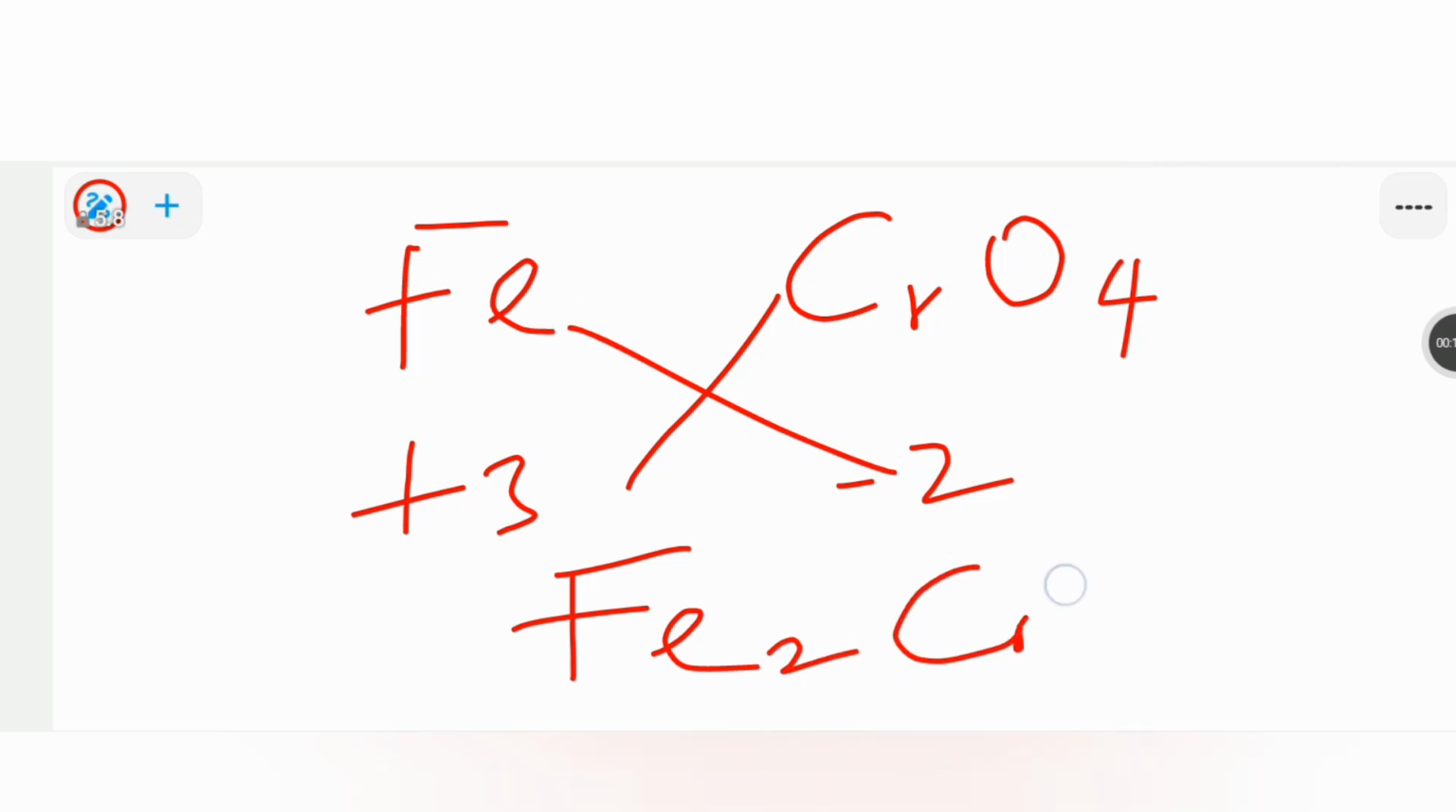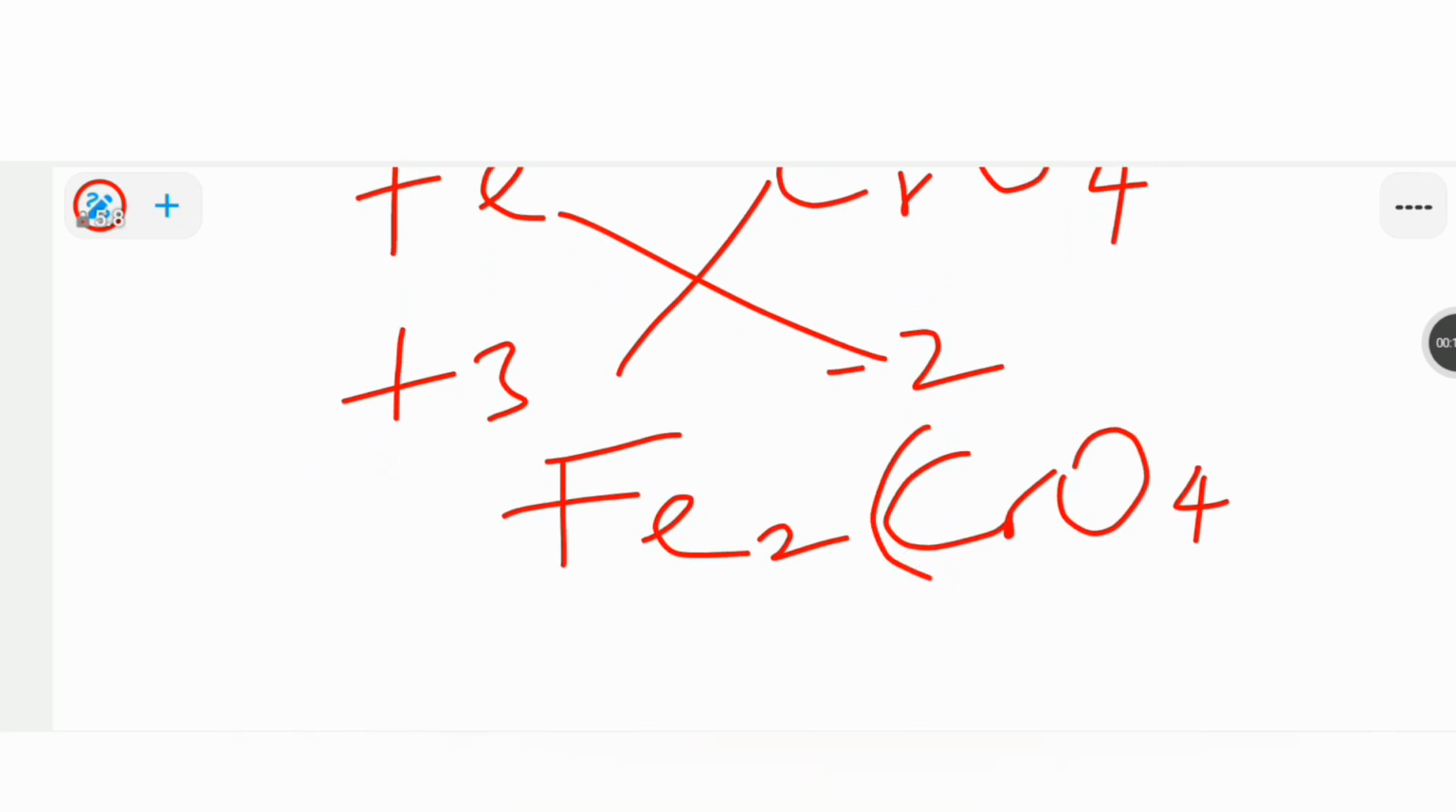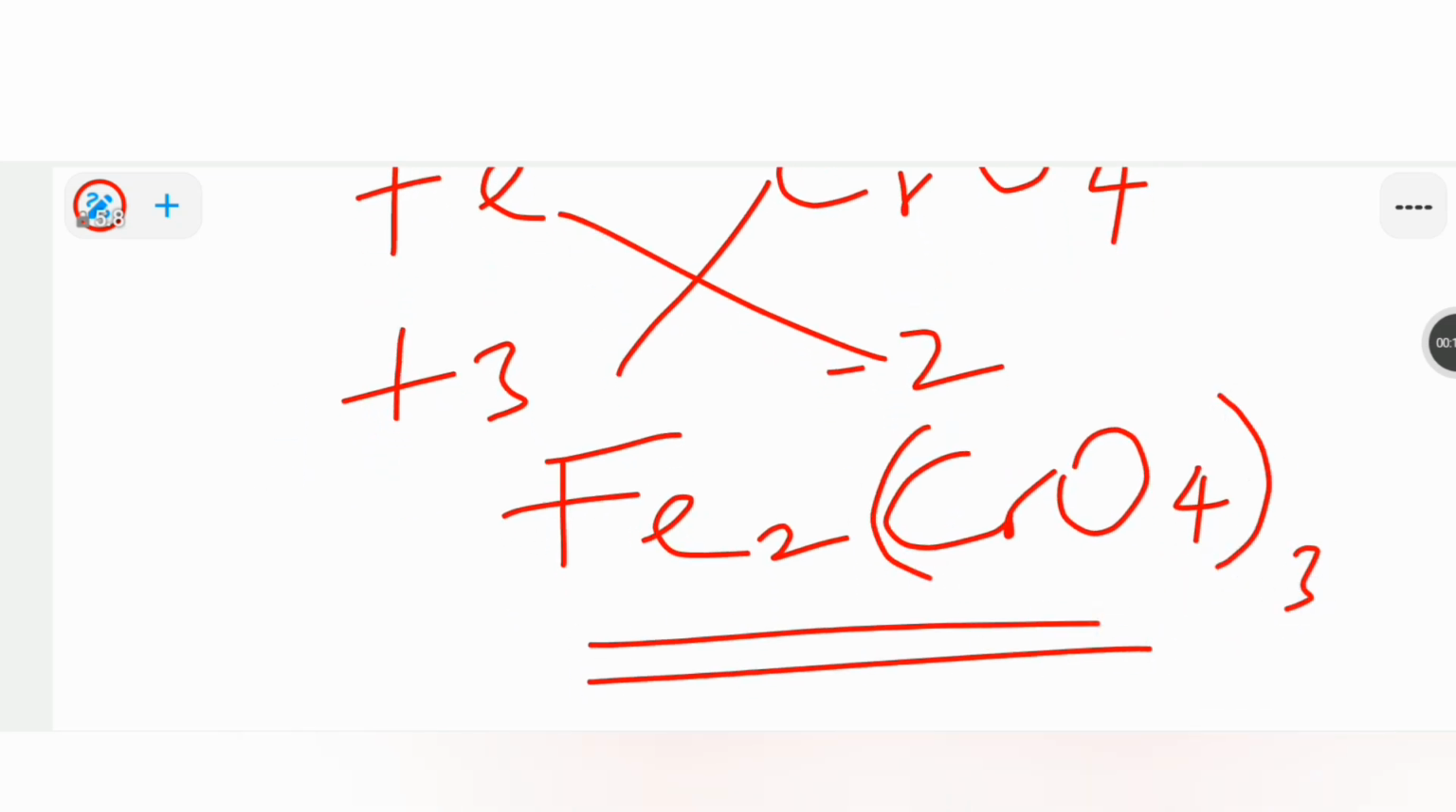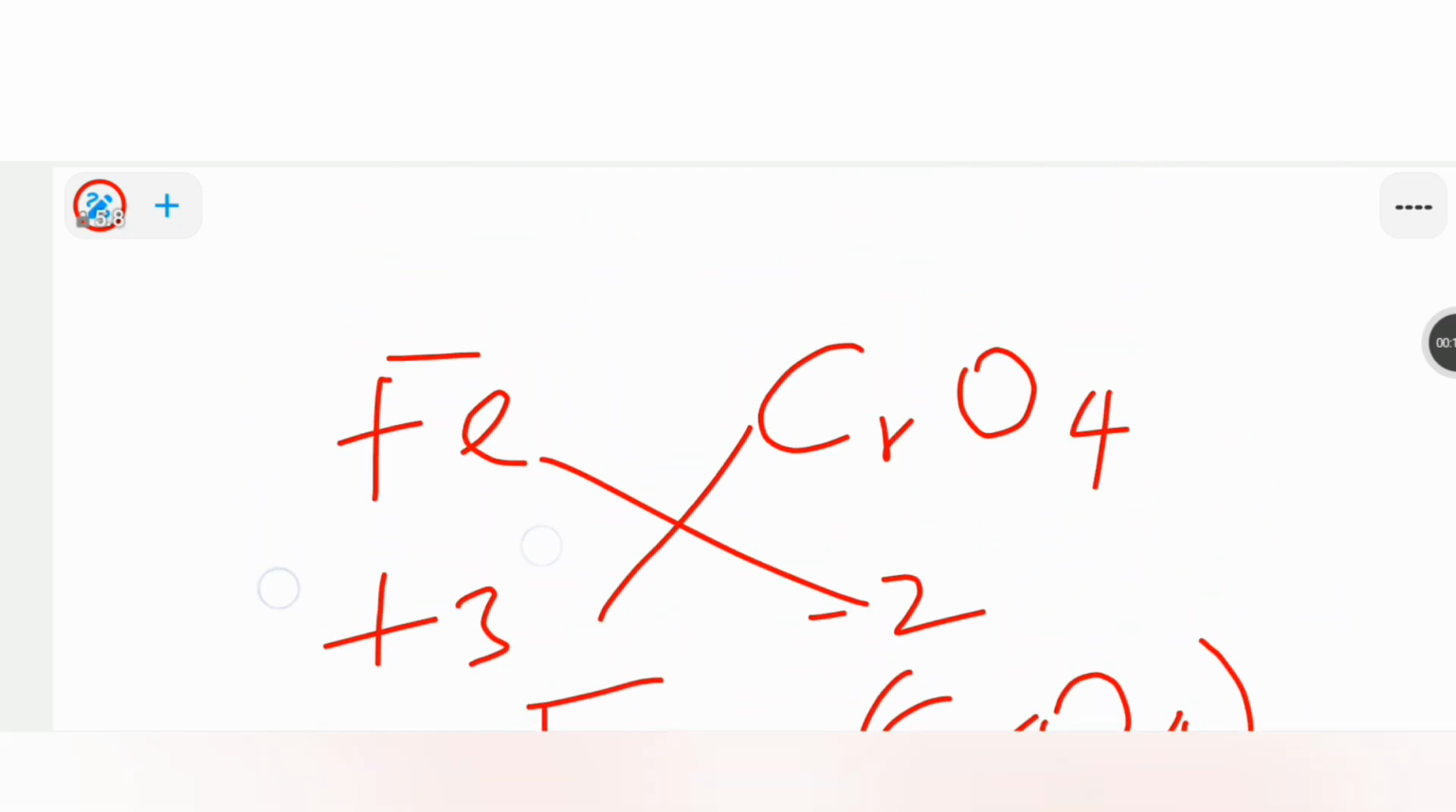Then you have CrO4. This 3 is for all of them here. It's not only for CrO or only for oxygen. So you have to put this in bracket, like this. Then put 3 here. So this is the formula of iron 3 chromate. Iron 3 chromate. Take note of that.